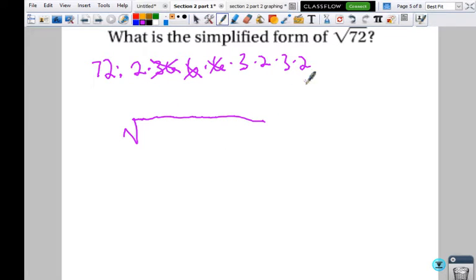Okay, so I'm going to make a big square root and I'm going to rewrite 72. So I'm going to have a 2 times 3 times 2 times 3 times 2.